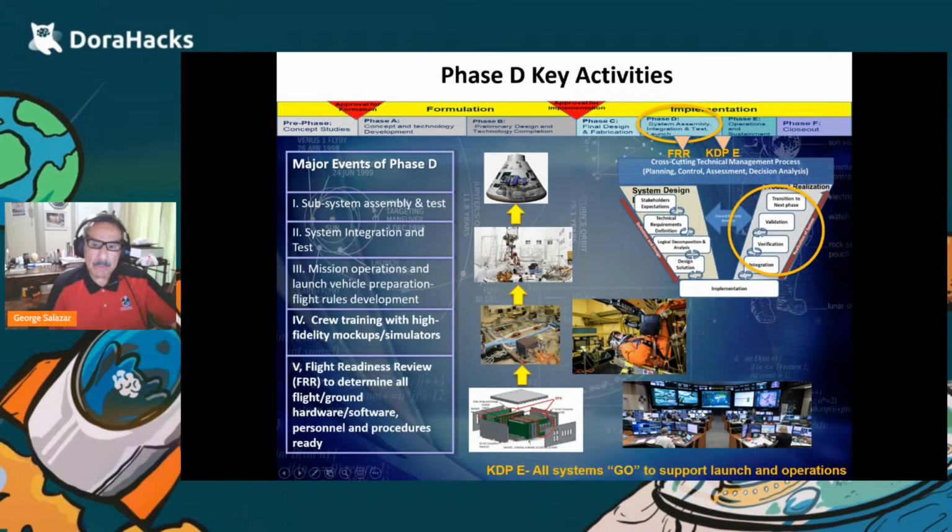There at the systems engineering engine, if you will, you're looking at verification, validation, and you're also looking at mission control, developing how your mission is going to operate while your spacecraft launches to another world. So if everything is hunky dory, you go to key decision point E. All systems go. Get ready to launch the system.